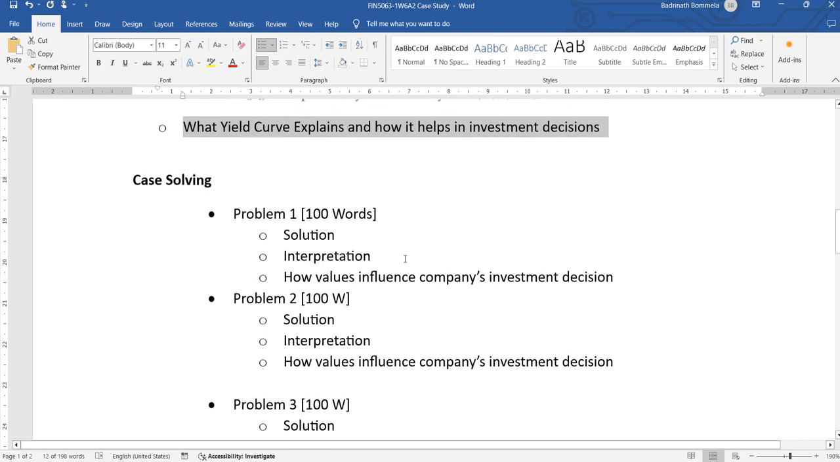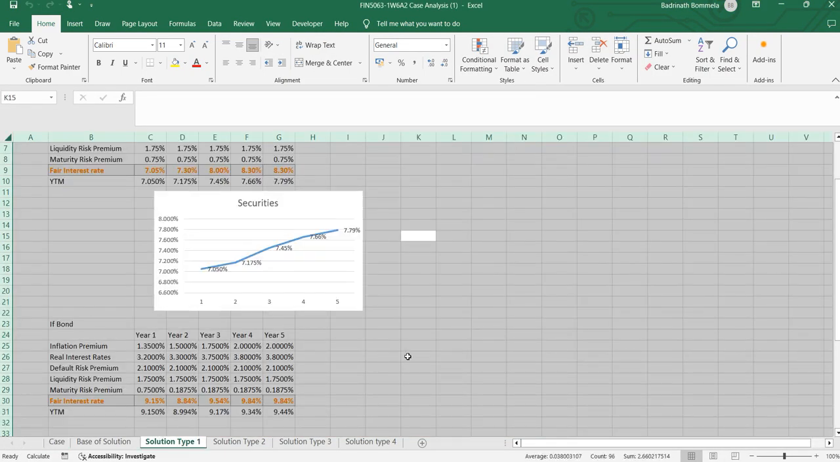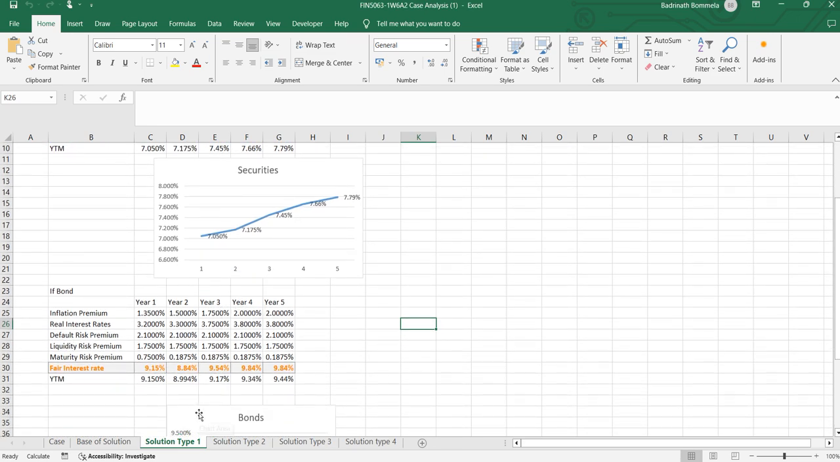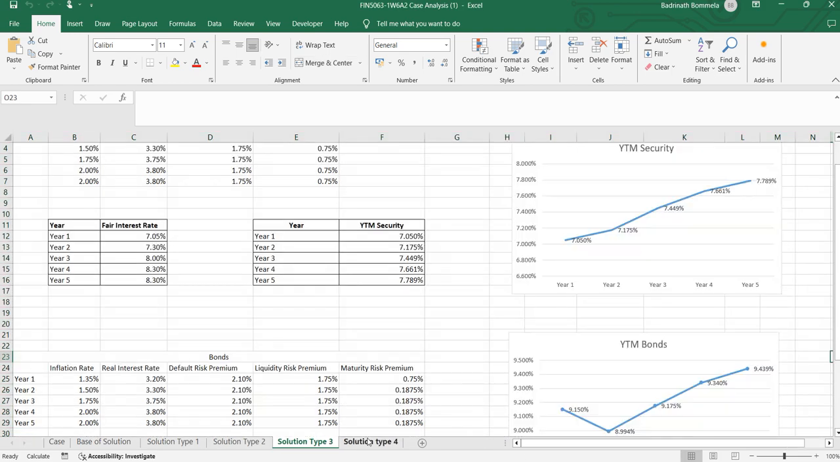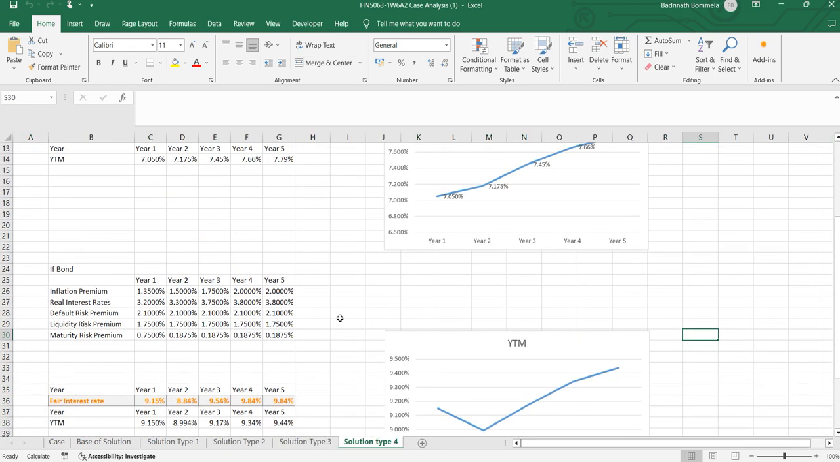After that, case solving. Regarding that, I provided you different types of solutions, because most often what people do is take the same kind of data and do hard work to modify the data. So what I did is I created four types of solution. You can randomly select any one combination of solutions.